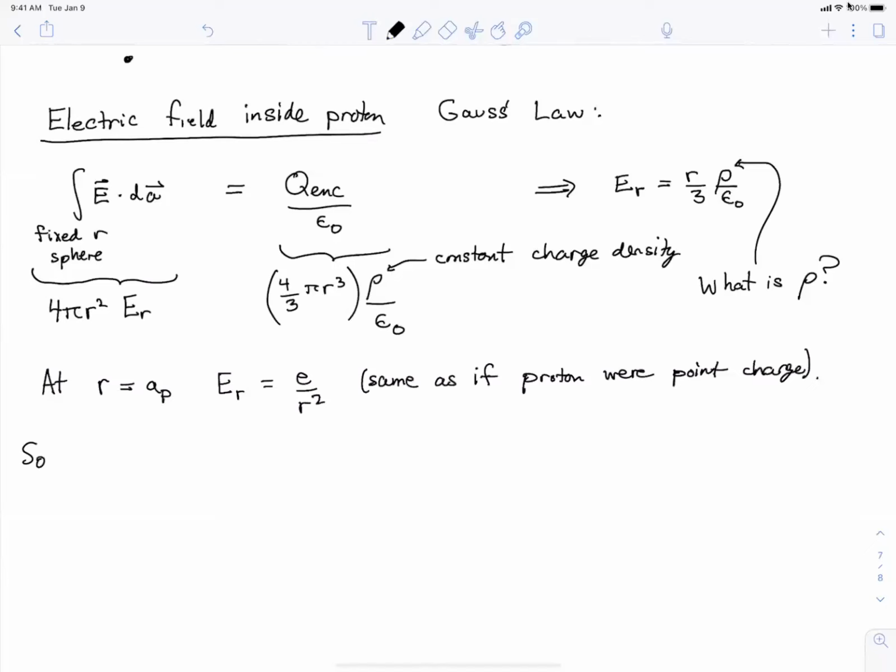Okay, so that means that it must be true that E over the proton radius squared is equal to, comparing to this, the proton radius divided by 3 times our charge density divided by the permittivity of free space, which says the charge density is 3 permittivity of free space, charge of the proton over the proton radius cubed. Okay, and so now we know inside the proton what is the electric field. Namely, it's linear in the radial coordinate, and it's divided by the proton radius cubed times its charge.